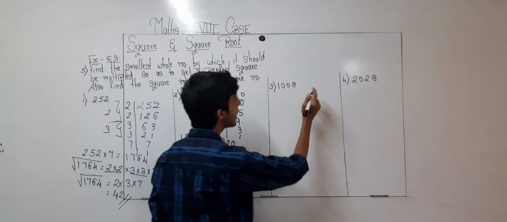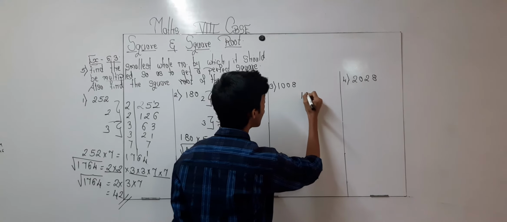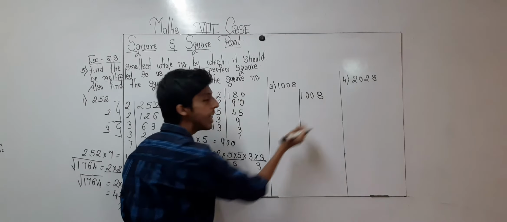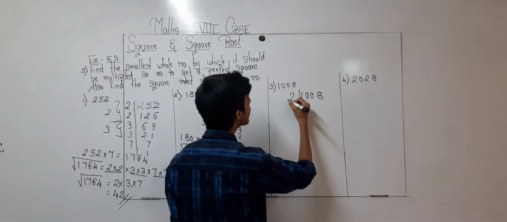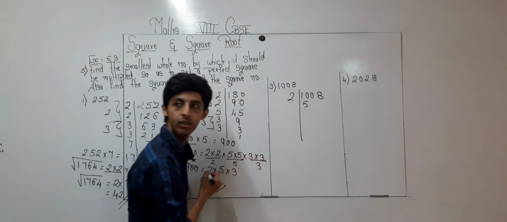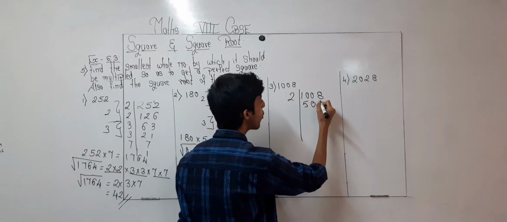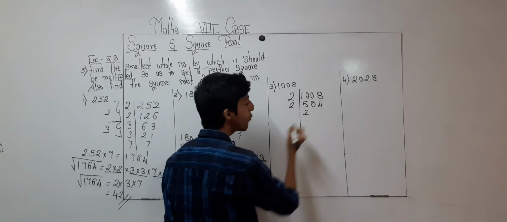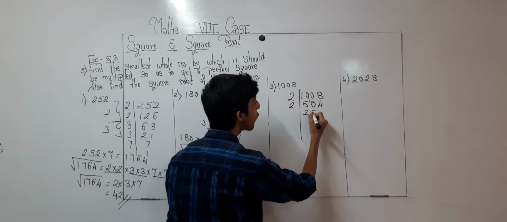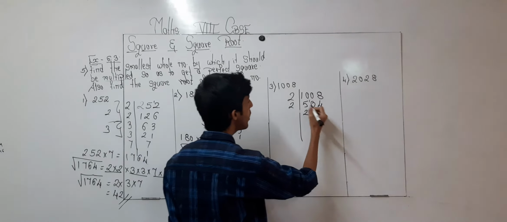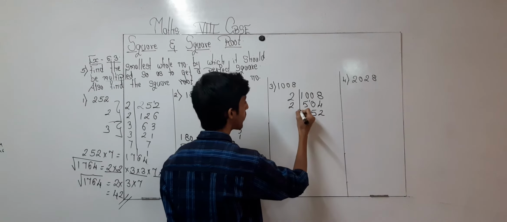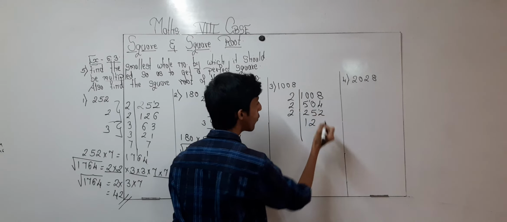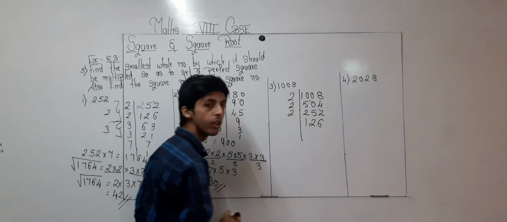1008. Again same concept. So over here 1008 is there. So which table? 2. 2 5s are 10. Over here 0, over here 2 4s are 8. 2 2s are 4. 2 5s are 10. And over here 2 2s are 4. Now again 2. 2 1s are 2, 2 2s are 4. 1 remainder. 2 6s are 12.